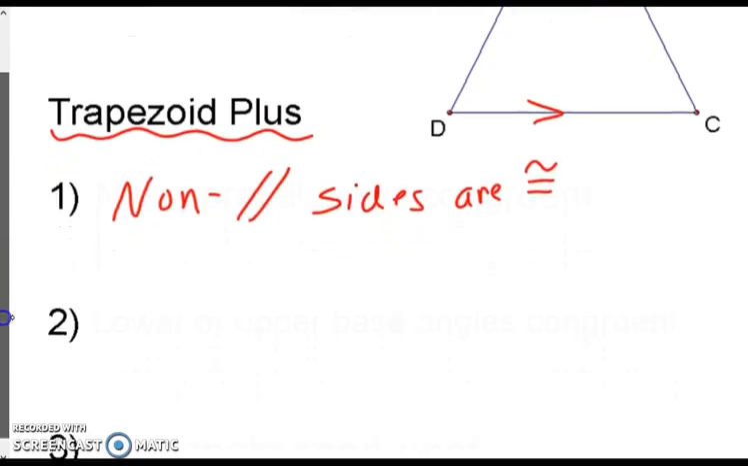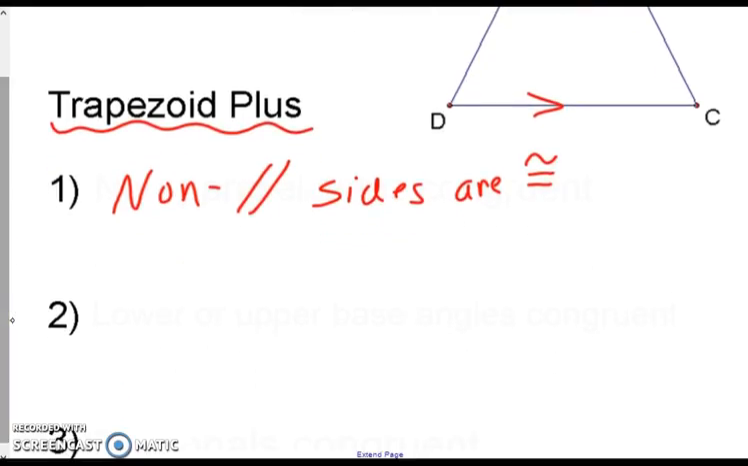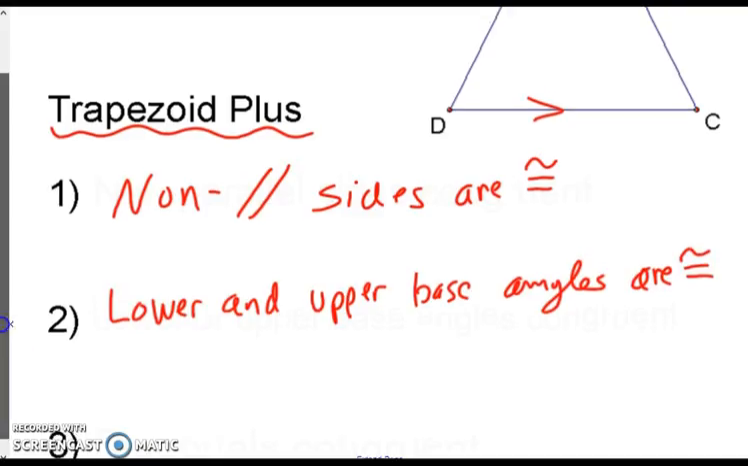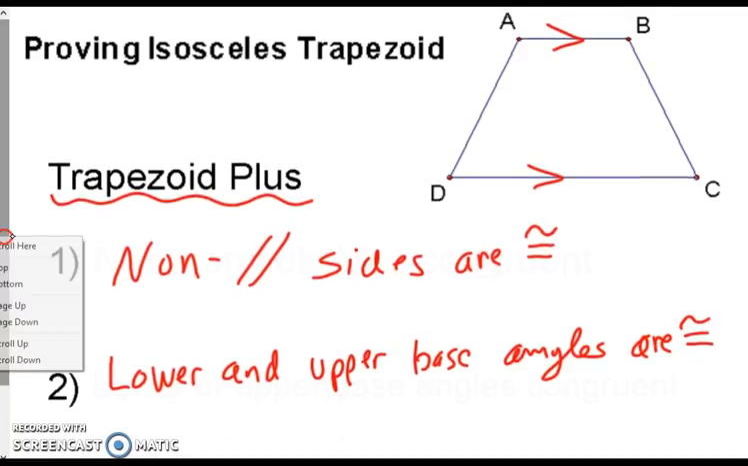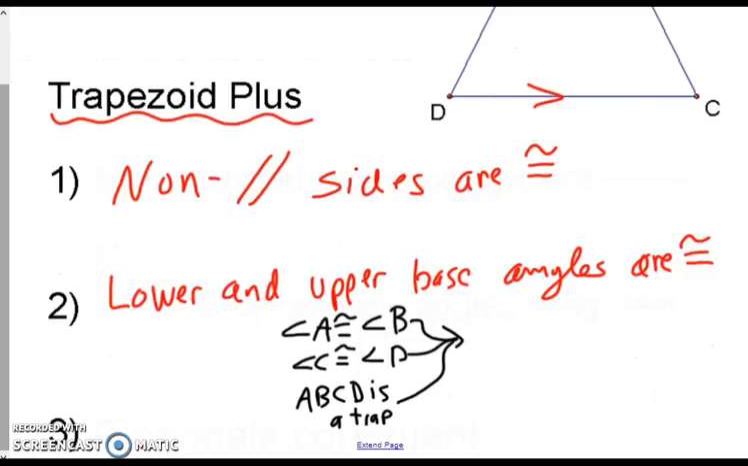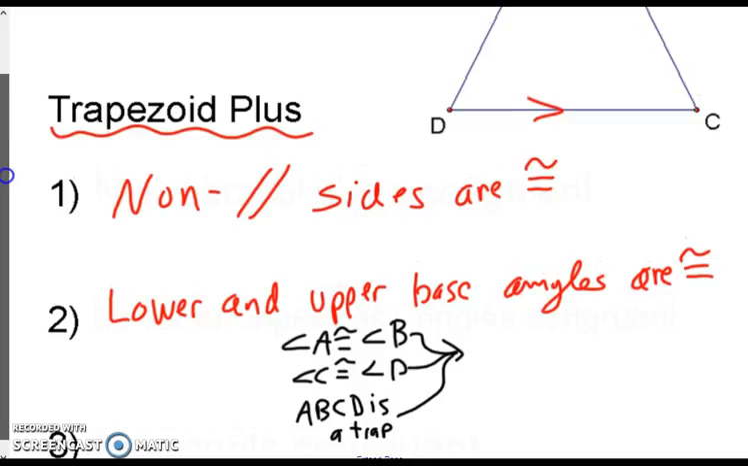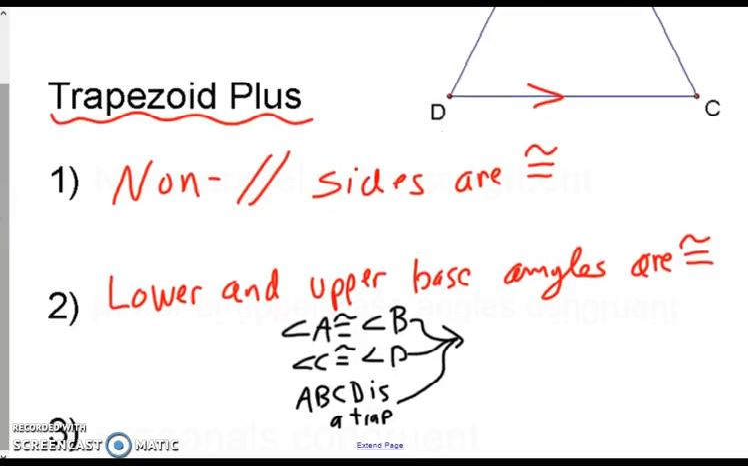You could also show that a quadrilateral is a trapezoid and then add on the fact that the lower and upper base angles are congruent. So for instance, in this trapezoid, you had that it was a trapezoid, and you also showed that angle A was congruent to angle B, and you showed the lower base angles were congruent. That is, you showed C was congruent to D, and you already had that it was a trapezoid. You put these three things together, you could conclude that it was an isosceles trapezoid.